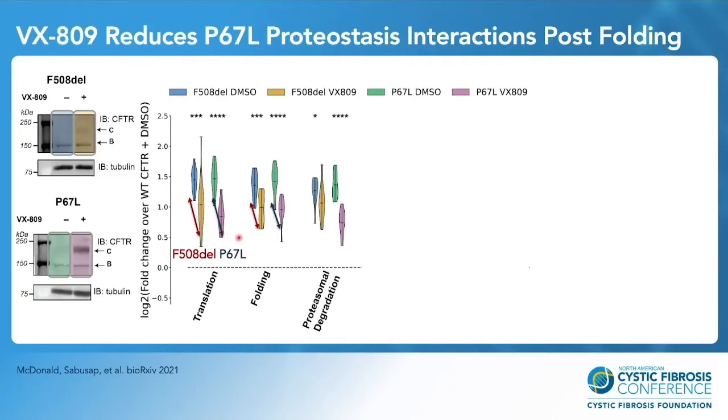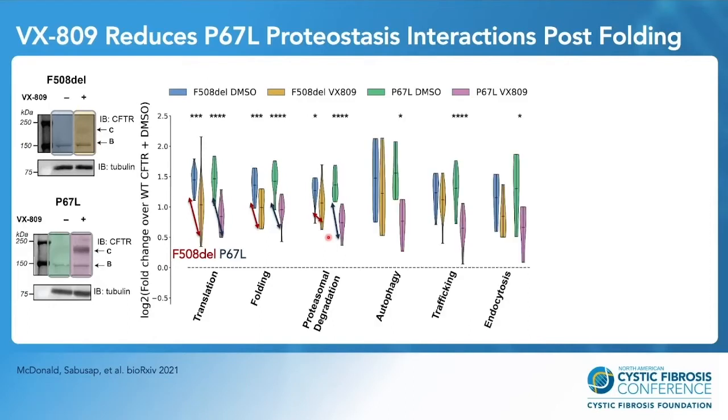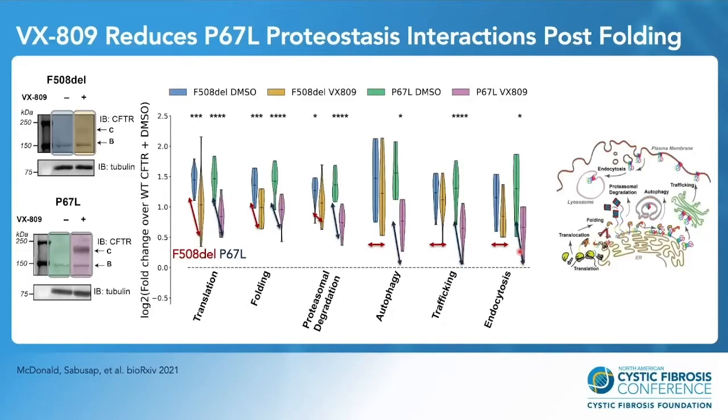But then when we go to the proteasomal degradation, the changes start to diverge. We see a lot less resetting of these interactions for delta F508 and more for P67L. And this is even more pronounced in the subsequent pathways, autophagy, trafficking, and endocytosis. A key observation is that we see a divergence post-folding. So subsequent pathways remain engaged with delta F508 while they reset for P67L.